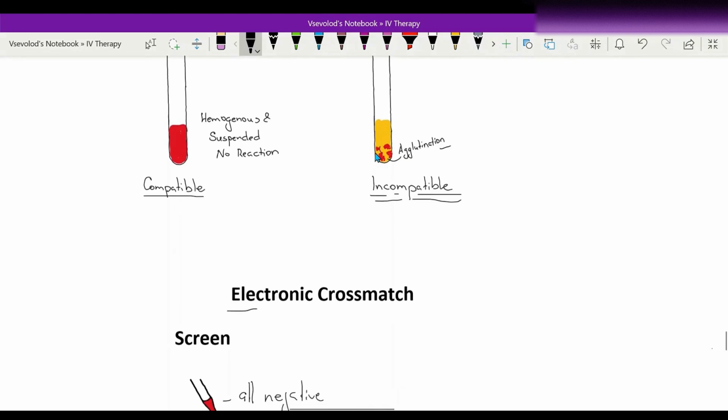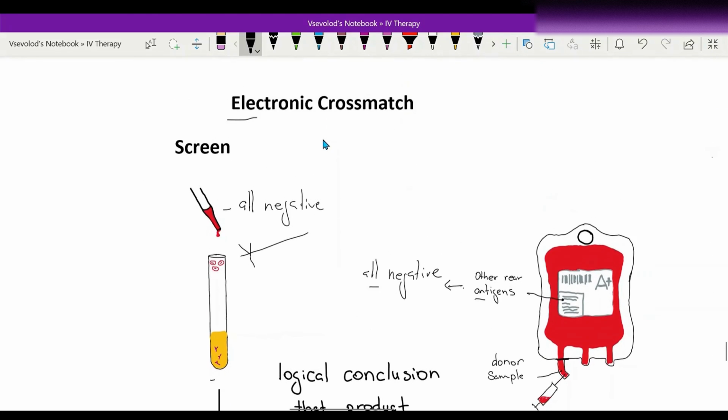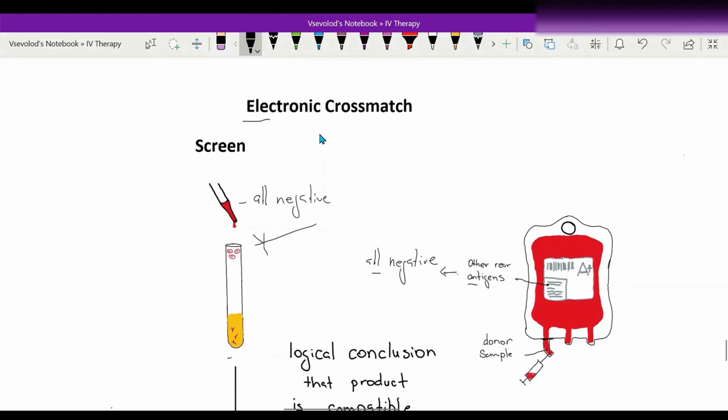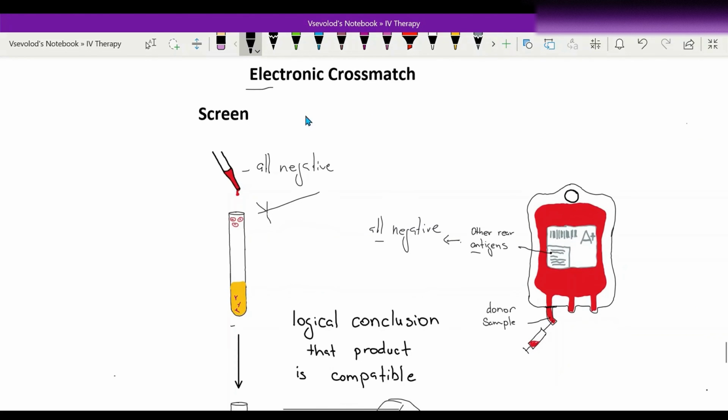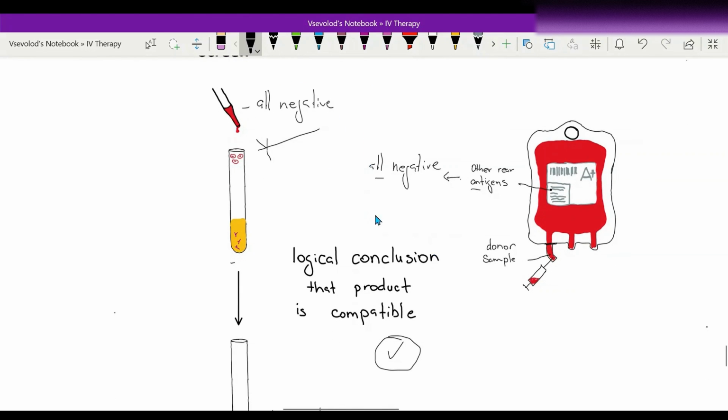There's another way to do the cross-match. It is called electronic cross-match. It is more of the logical conclusion based on the previous history, documentation, typing and screening of the donor blood, and typing and screening of the patient blood.